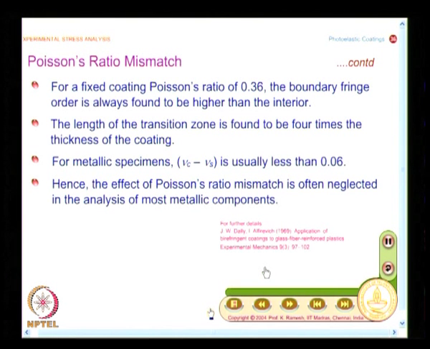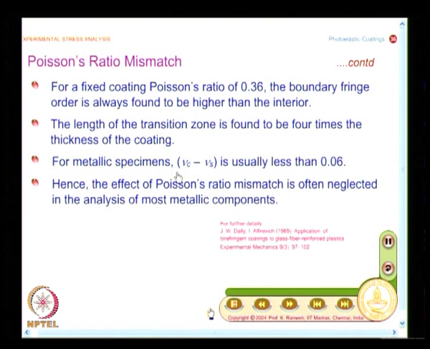And this is what you see here. And what they have found is, for a fixed coating Poisson's ratio of 0.36, which is reasonable to assume, the boundary fringe order is always found to be higher than the interior. That is mainly because of the Poisson's ratio mismatch. And the length of the transition zone is found to be 4 times the thickness of the coating. So, this is the contribution by the experiments conducted by Daly and Alferwich. They have also established the size of the transition zone. It is a function of the coating thickness.